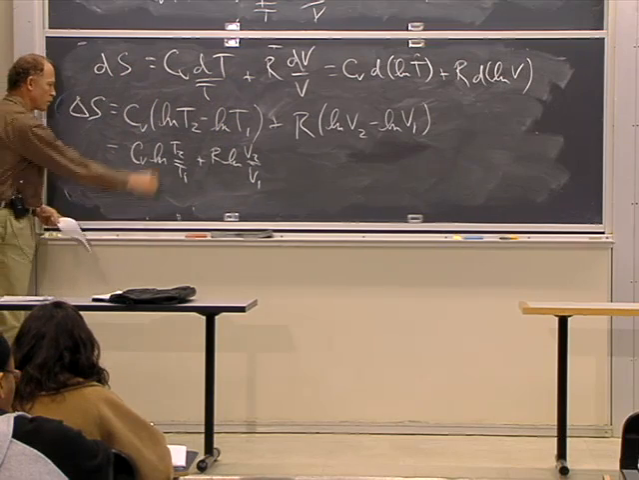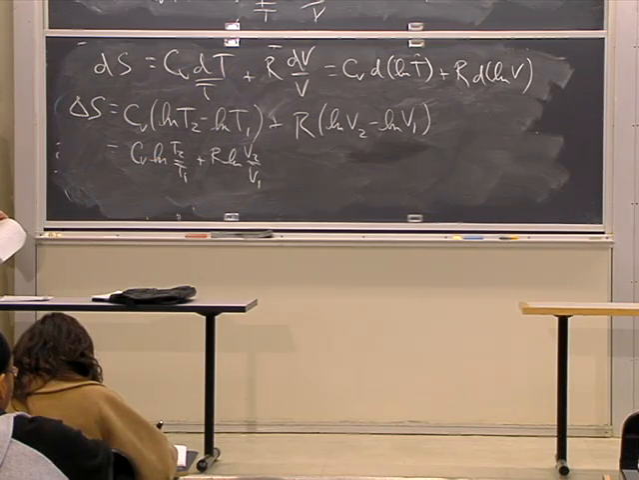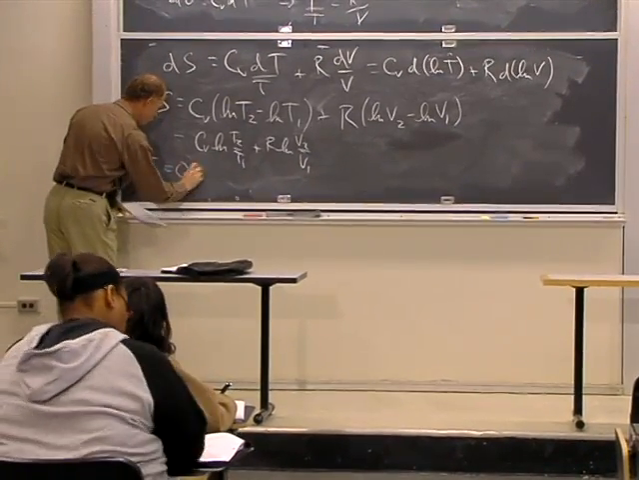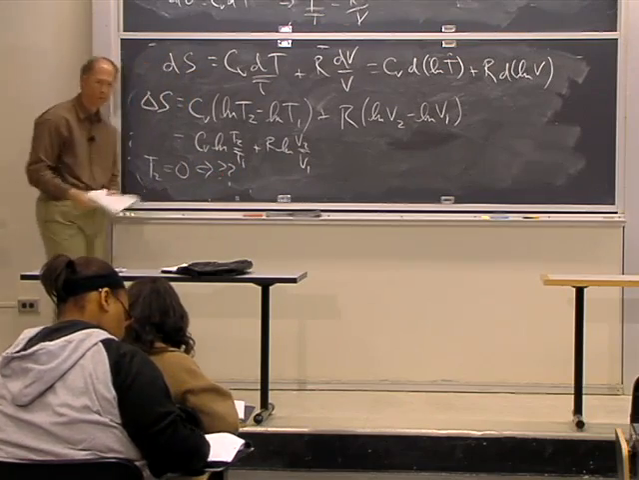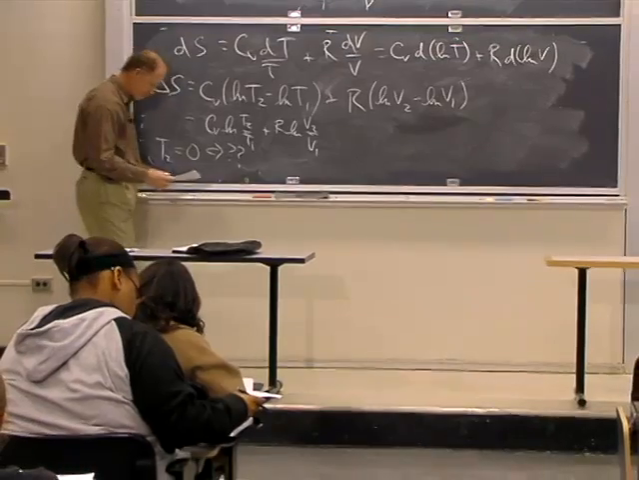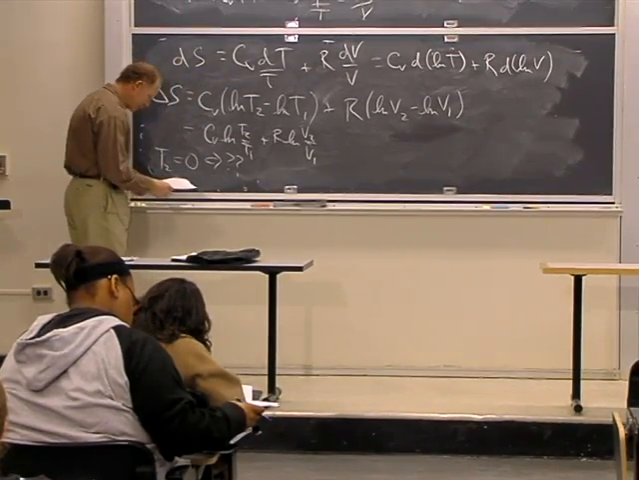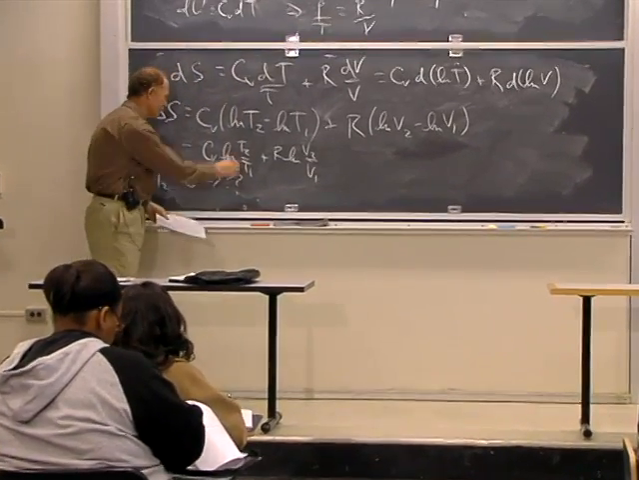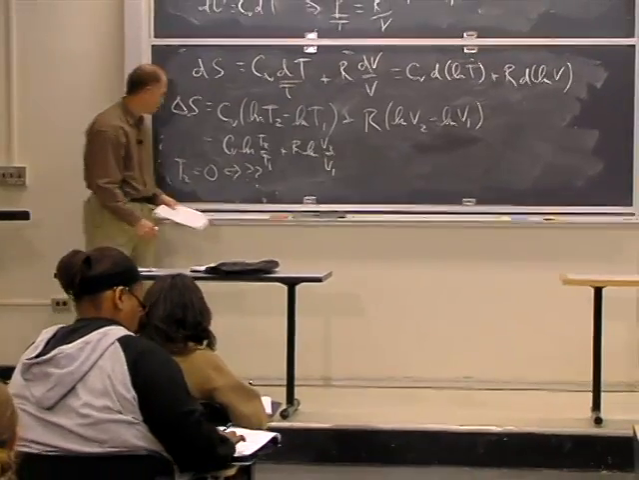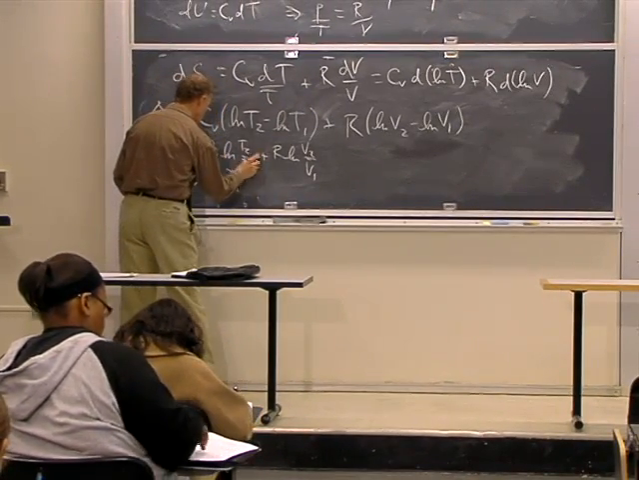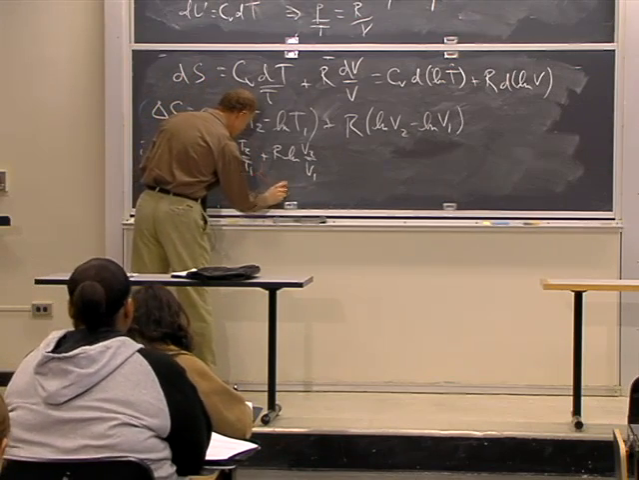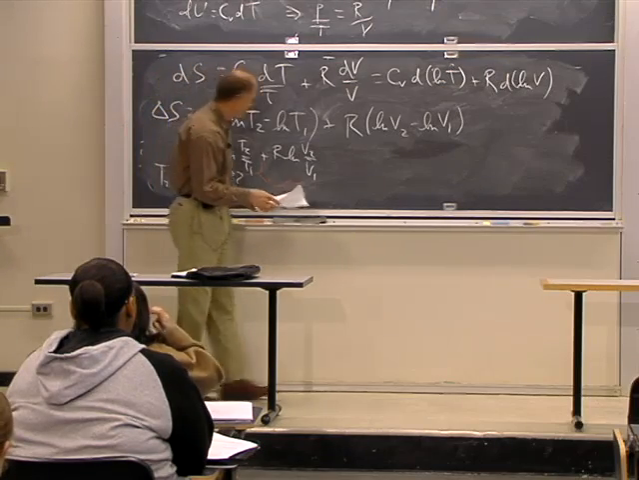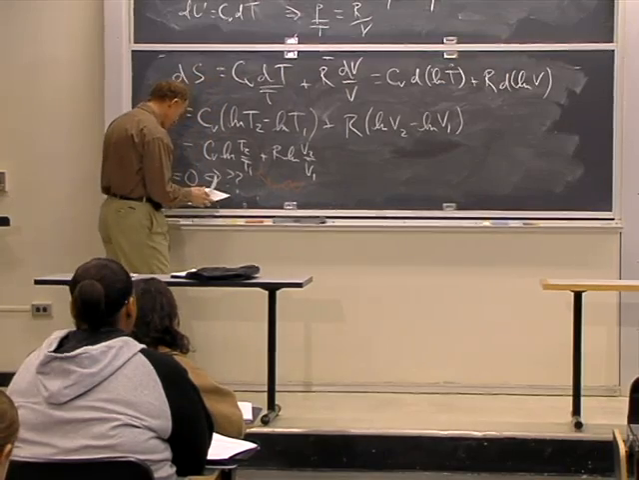Well, what does it mean when T2 is 0? Right? Well, I don't know what it means, right? This turns into negative infinity. So we're going to write it again as our either evil or at least unattainable color, right?